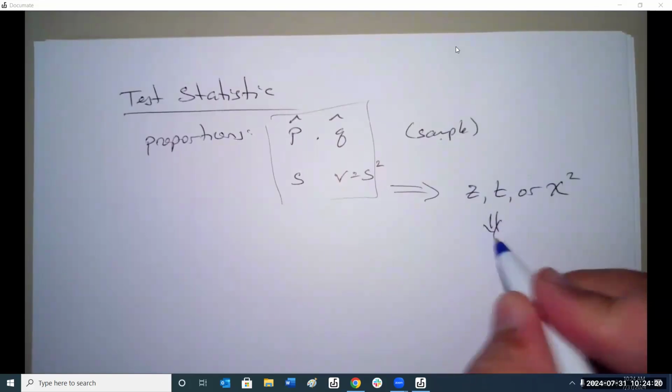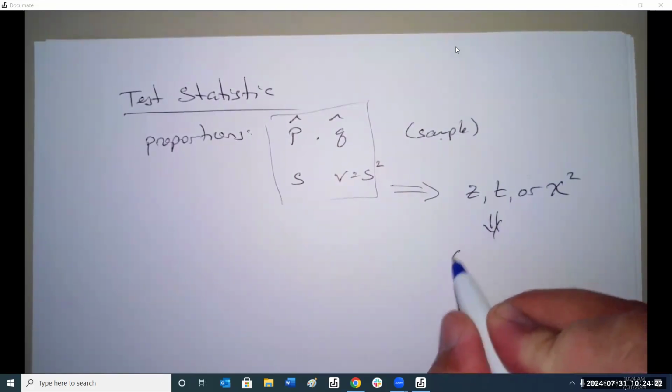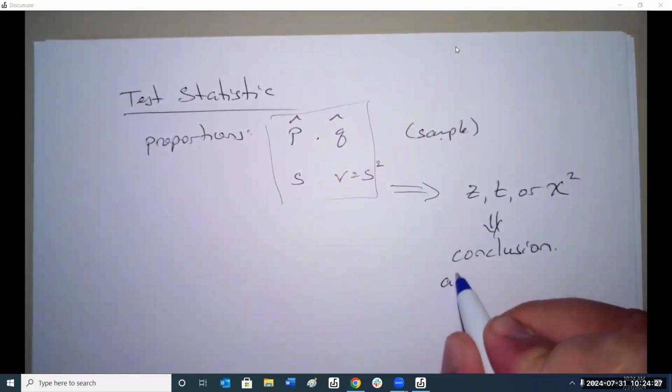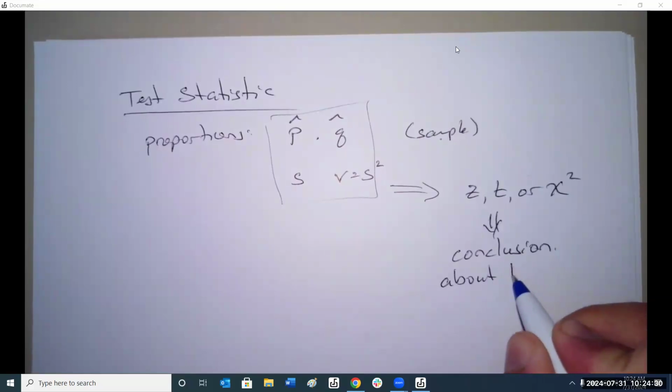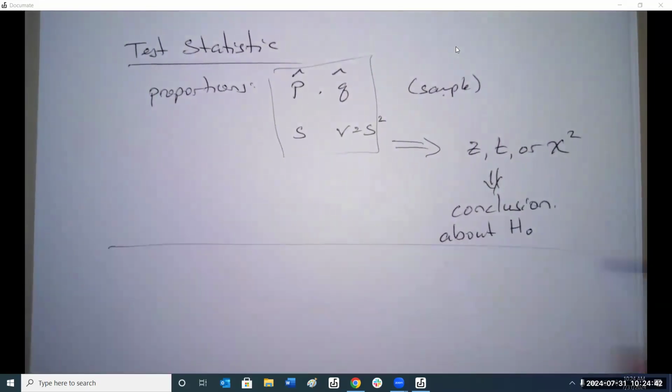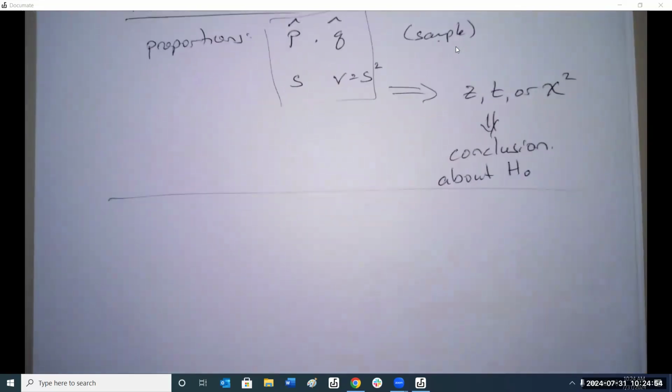And then from there, we form our conclusion about the null hypothesis. Because everything is in reference to the null hypothesis. Why is it the null hypothesis? Because that's the only thing that's constant. Your null hypothesis could be false. So we're only comparing it with respect to the null hypothesis.